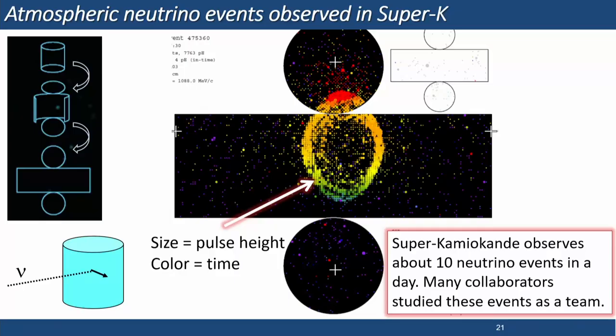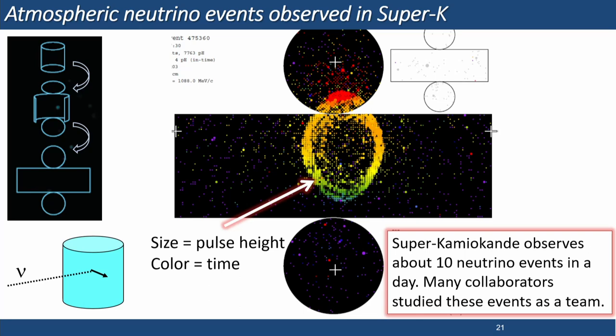And the experiment started in April 1996, and from the early days of the operation, we observed this kind of atmospheric neutrino interactions. You can see this kind of ring image. In Super Kamiokande, this kind of events are observed every day, about 10 neutrino events a day. And many collaborators studied these events as a team.